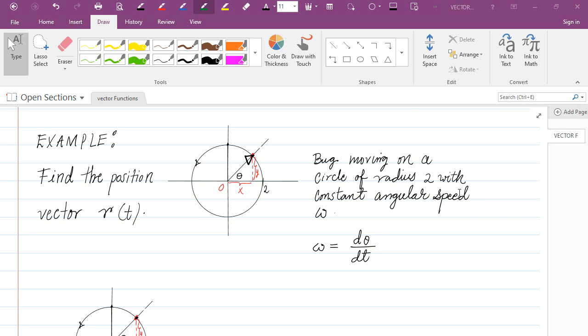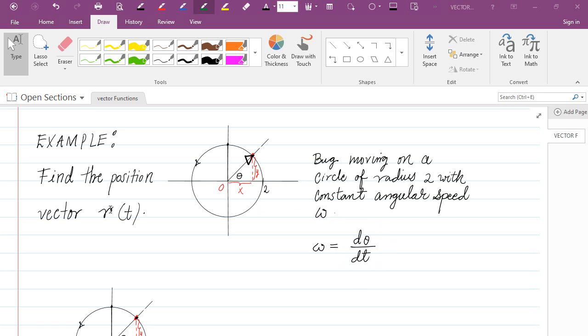So what's omega? Well, you see what theta is. Theta is the angle between the positive x-axis and the position vector of the bug. So let's say the tip here is the position of the bug at time t, and it's theta. So the angle theta is the angle between the position vector of the bug and the positive x-axis. Then omega is the rate of change of theta with respect to time, which is the derivative of theta with respect to time.